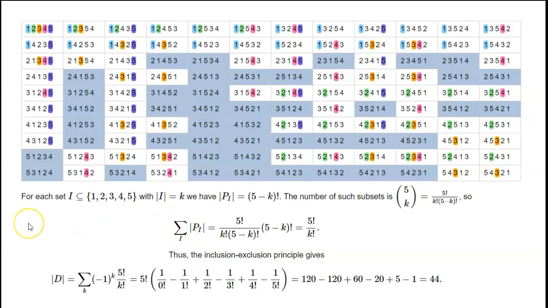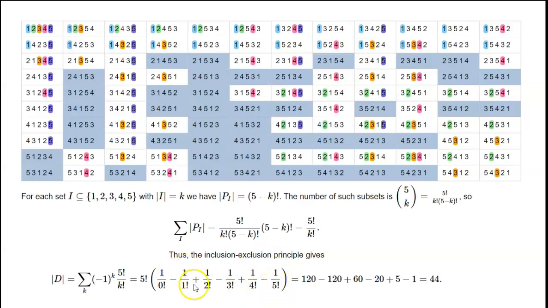The inclusion-exclusion principle says that we have to take this and multiply it by minus 1 to the k, and then take the sum over k, and that's going to be the number of derangements. So we get the sum over k of minus 1 to the k times 5 factorial over k factorial. And if we want, we can take out the factor of 5 factorial, and then inside the brackets we get the sum of minus 1 to the k over k factorial. So 1 over 0 factorial minus 1 over 1 factorial plus 1 over 2 factorial minus 1 over 3 factorial plus 1 over 4 factorial minus 1 over 5 factorial.